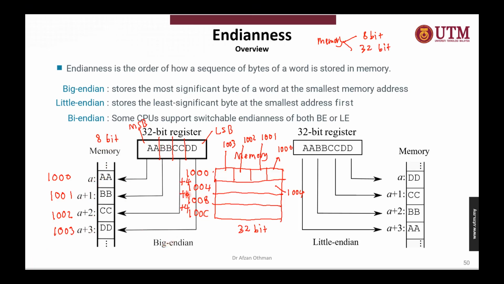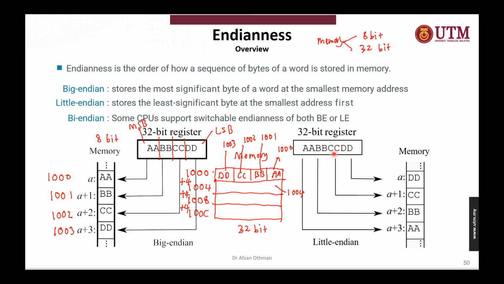The same thing applies. The most significant byte will go to the lowest, the smallest memory address. So AA will be stored here, then followed by BB, CC, and DD. So this is what happens. Same thing, only the configuration is different. The earlier one we looked at was 8-bit, but this one is a 32-bit configuration. And next we look at Little Endian.